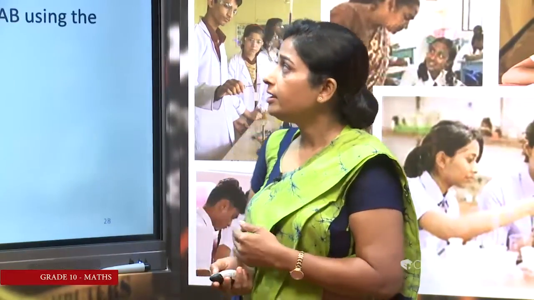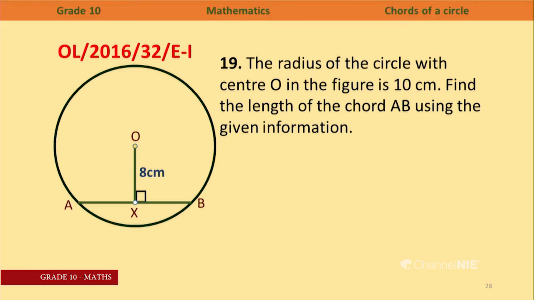Here the radius of the circle with the center O in the figure is 10 centimeters. Find the length of the chord AB using the given information. Look at that. AB is the chord. We can see a line drawn from the center to the chord perpendicularly. The length of that line is 8 centimeters. We have to find the length of the chord AB. But the radius was given. The radius is 10 centimeters.